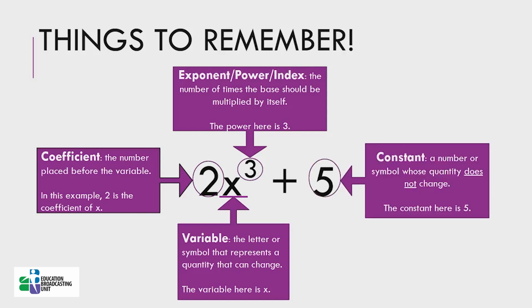And we have the constant. That number, that symbol whose quantity does not change, unlike the variable. The constant remains the same. Now we have 2x cubed and 5. 2x cubed is one term, and 5 is also another term. So our algebraic expressions are made up of many terms. Sometimes 2 could also be one term.